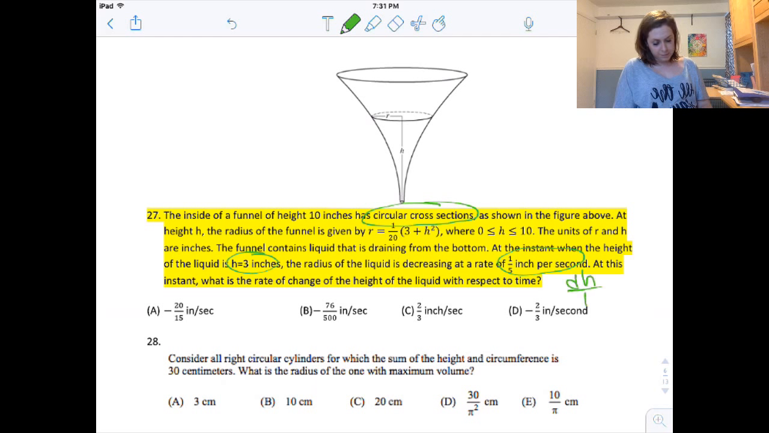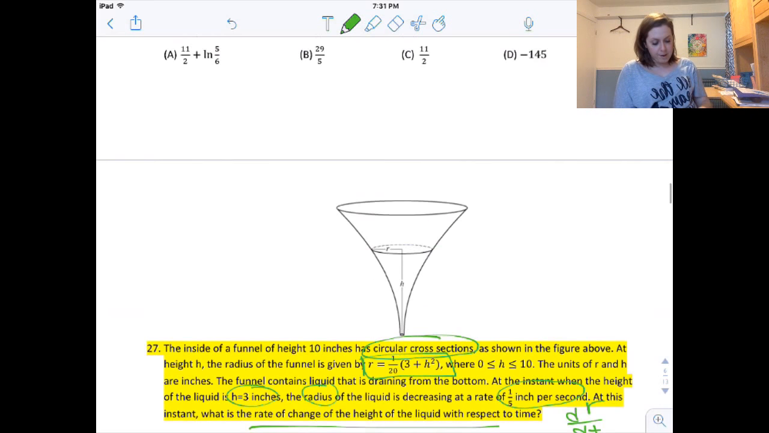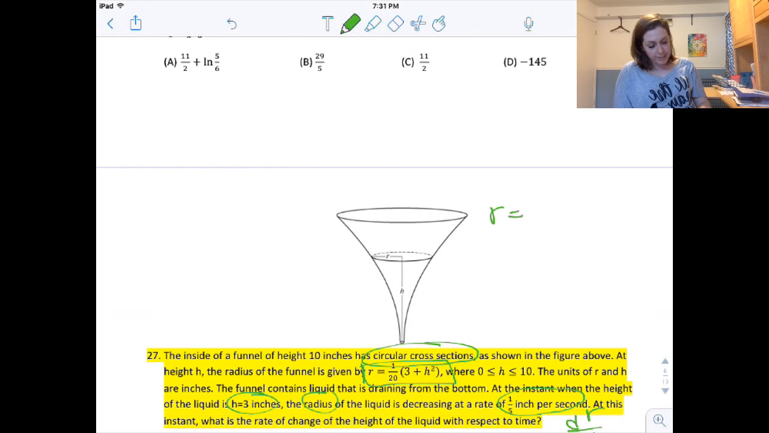What is the rate of change of the height with respect to time? So, that's dr/dt. Mrs. G, read the problem. Okay, so they give me this formula for radius. They don't ask me about volume, so I don't need to use that. But on the actual free response that this is from, you did. So they give me R. So R is 1 over 20 times 3 plus h squared.